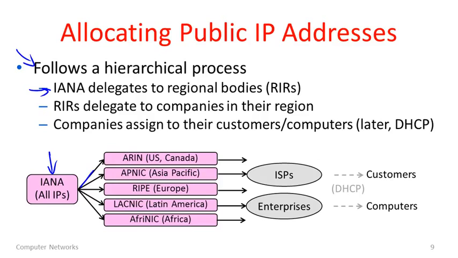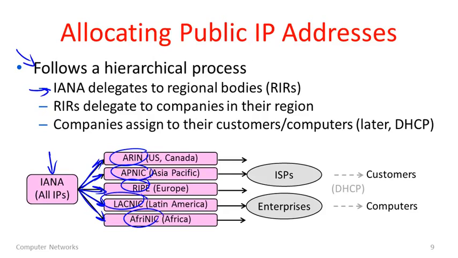It delegates different portions of the address space to all of these regional bodies. These are called RIRs, Regional Internet Registries. And they have different names. There's ARIN, the name of the RIR that serves the US and Canada, North America, other places, maybe Antarctica, something like that. There's APNIC for the Asia Pacific. Actually, maybe they serve Antarctica. RIPE, LACNIC for Latin America, AFRINIC, and so forth. These are all regional bodies.